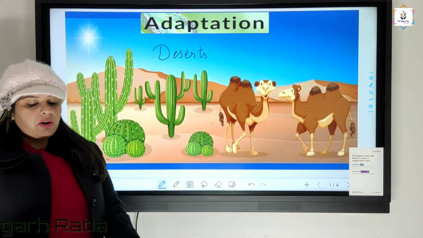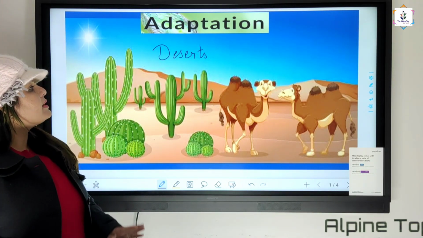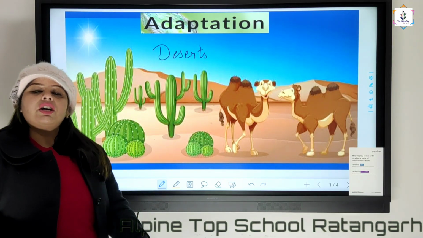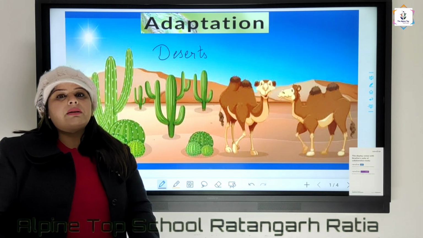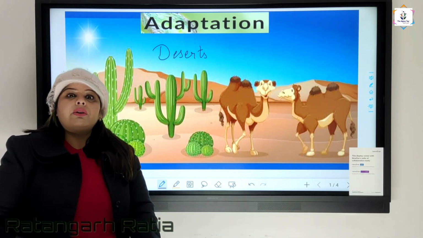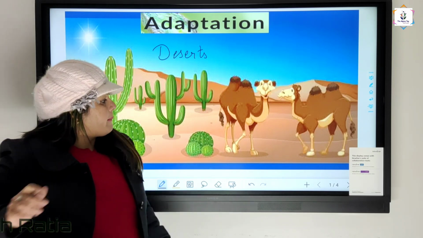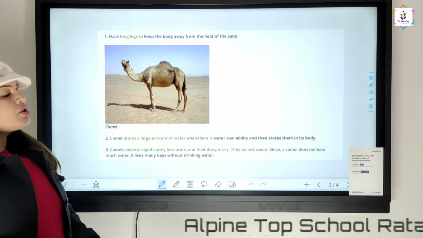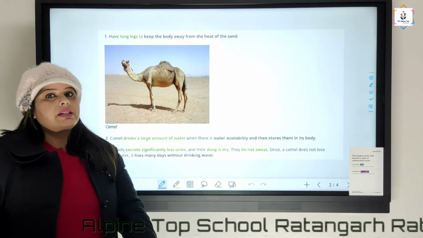Okay, the two common organisms which are living in the desert areas are camel and cactus. So one by one we are going to discuss their adaptations, how they are living in that kind of an environment. First of all, we are going to discuss the camel.